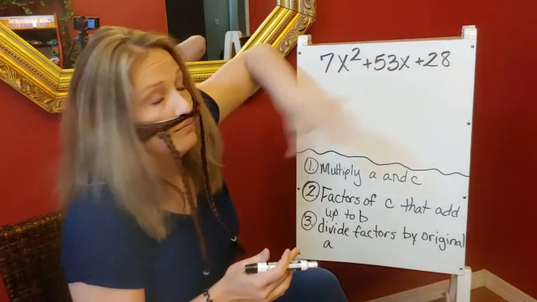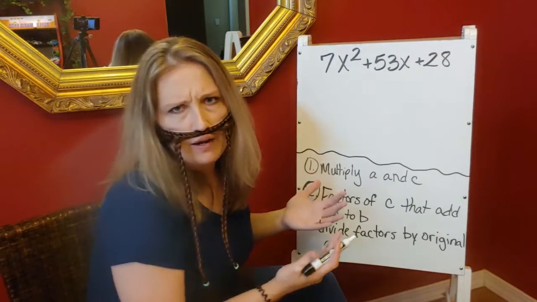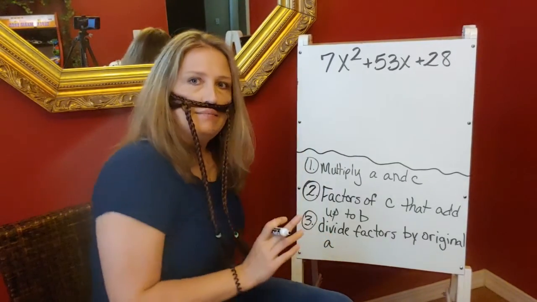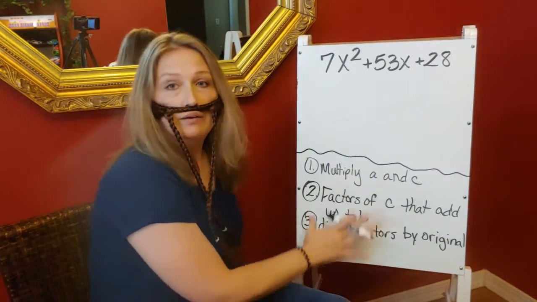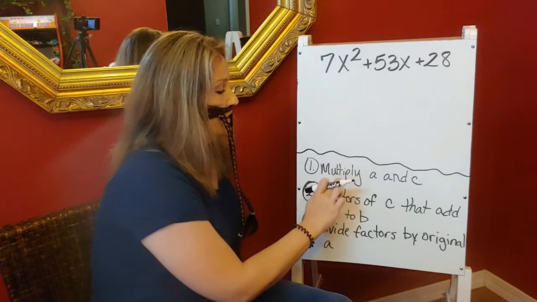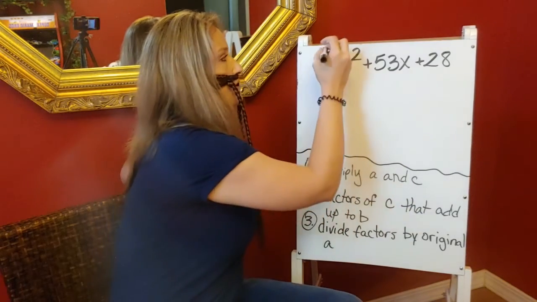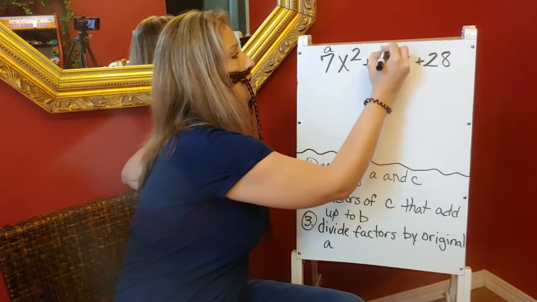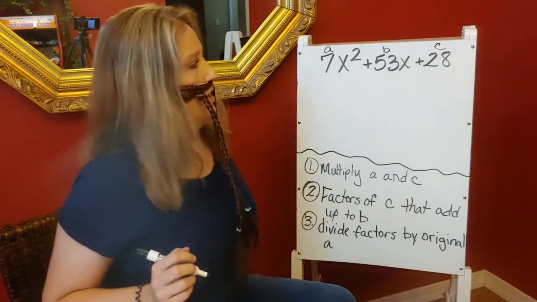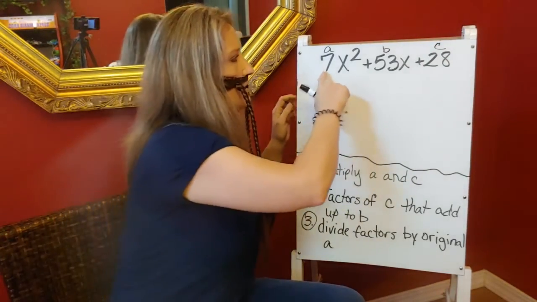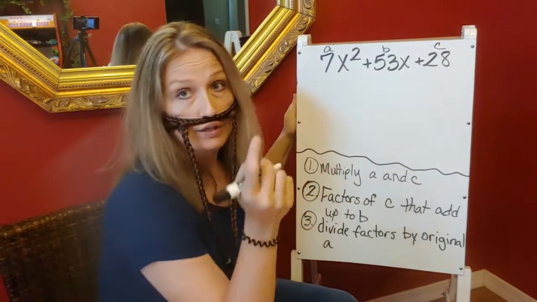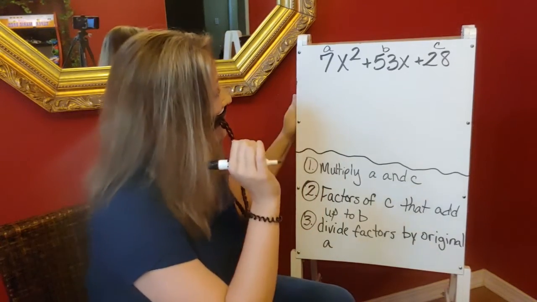Okay, so in my example here, I don't have a greatest common factor. There's just not one. So I'm going to have to do something called the AC method. And I have those steps down here about the steps we're going to follow in order to solve this. So my first one is to multiply A times C. So here's my A, here's my B, and here's my C. Okay, I'm going to multiply A times C. So 7 times 28, and that's 196, when you type that in your calculator.